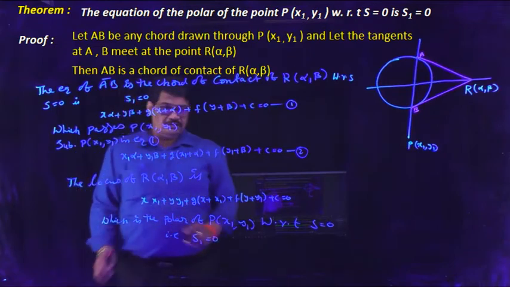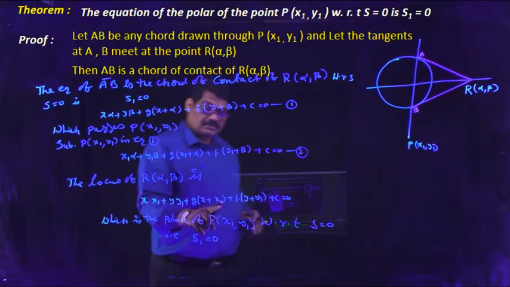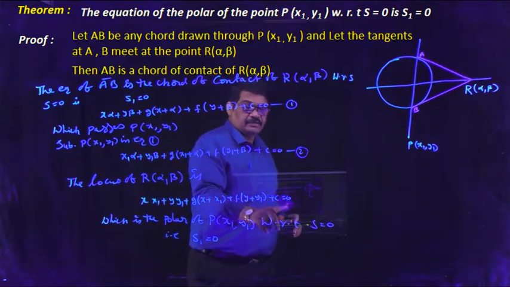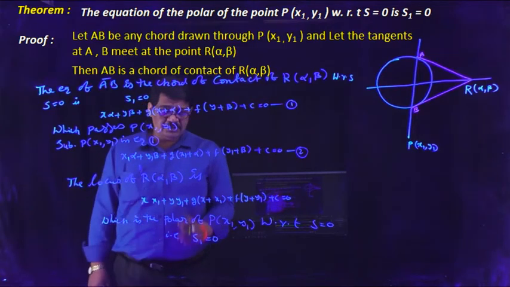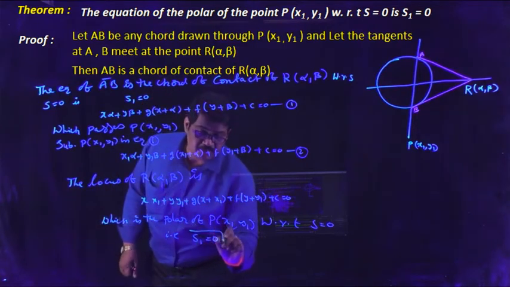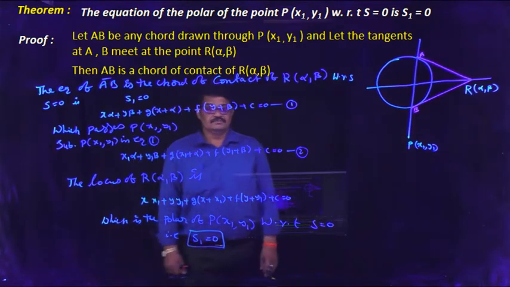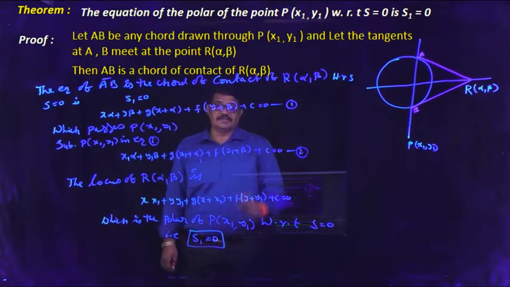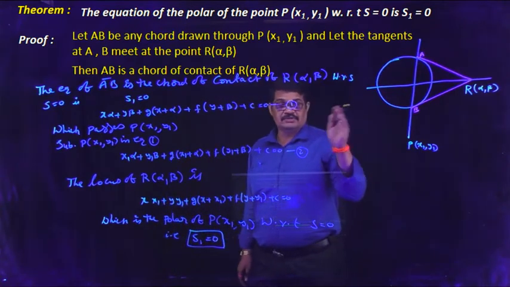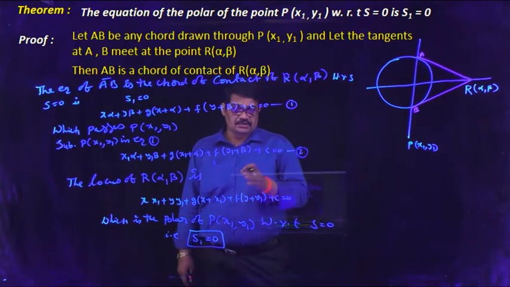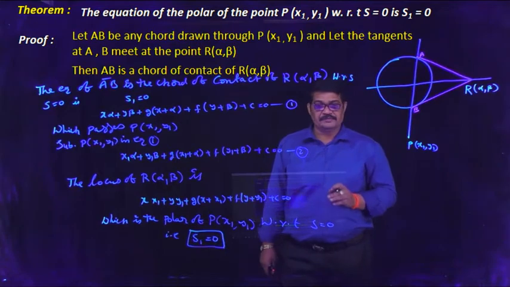This is the equation representing x x1 plus y y1 plus g into (x plus x1) plus f into (y plus y1) plus c, the notation S1 is equal to 0. This is the equation of the polar of P (x1, y1) with respect to the circle. This is the theorem for finding the polar of the point P (x1, y1) with respect to the circle S is equal to 0. That is, the polar equation is S1 is equal to 0.